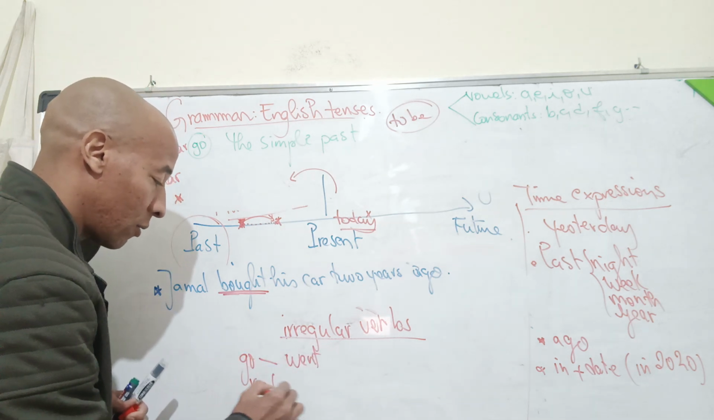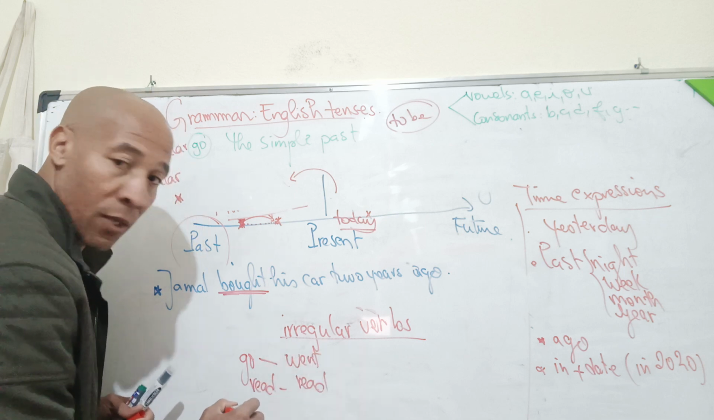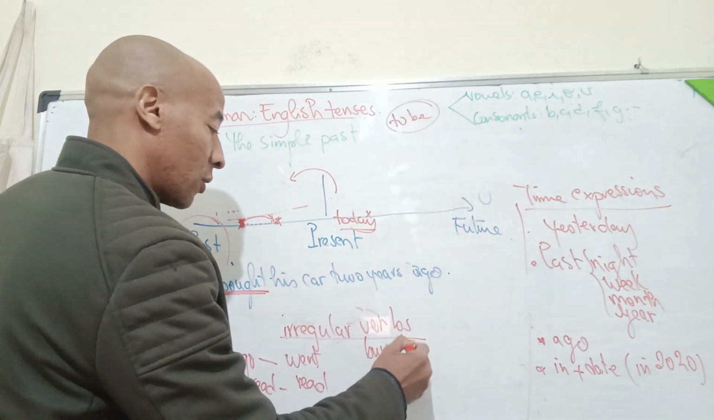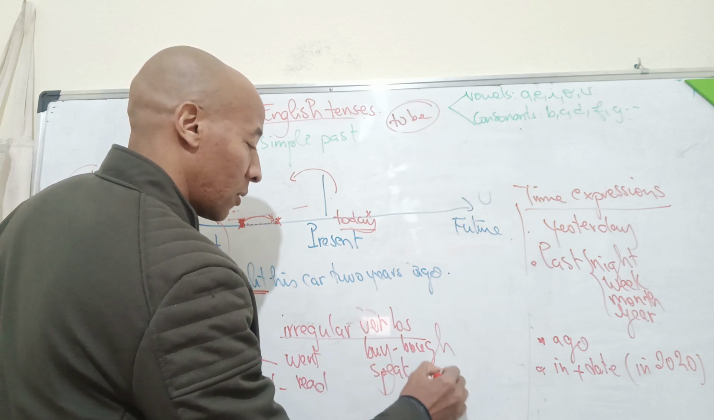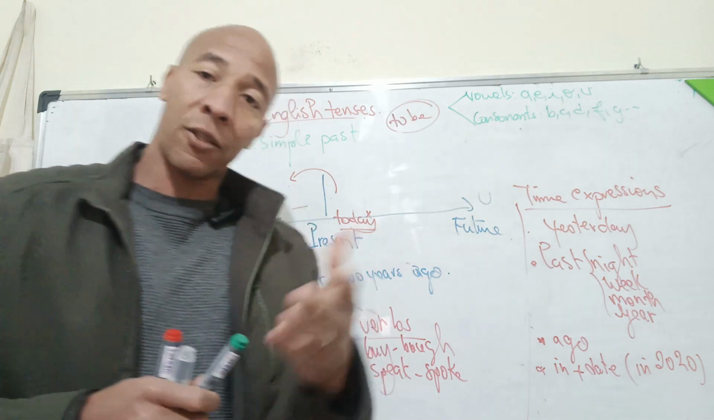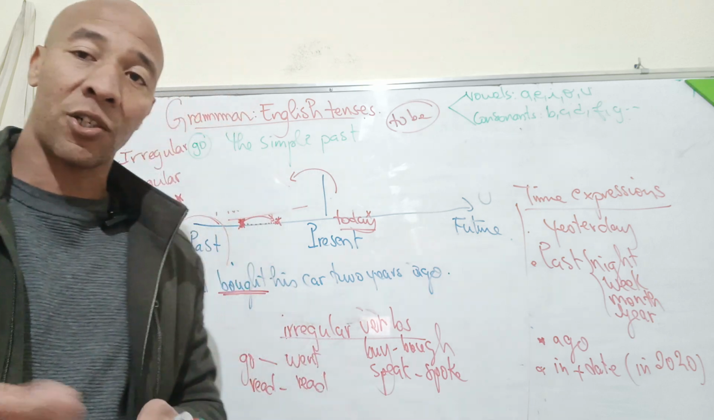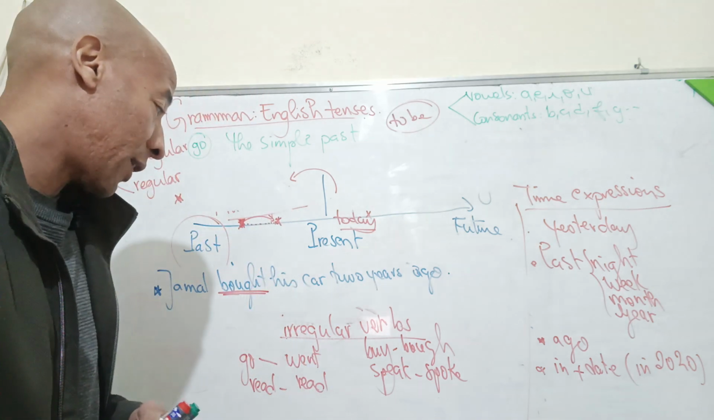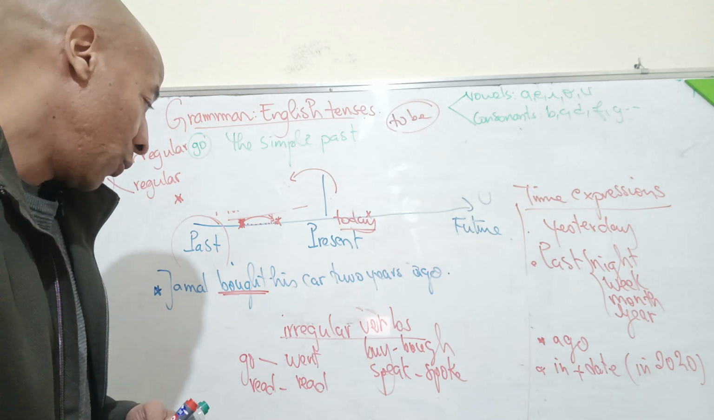Read, read, right? Let's say buy, as we have here, bought. Speak, spoke. So there's a list of irregular verbs if you'd like to download. I will attach a link to this video, so you can just click on the link and download that list of irregular verbs to keep it for future use.